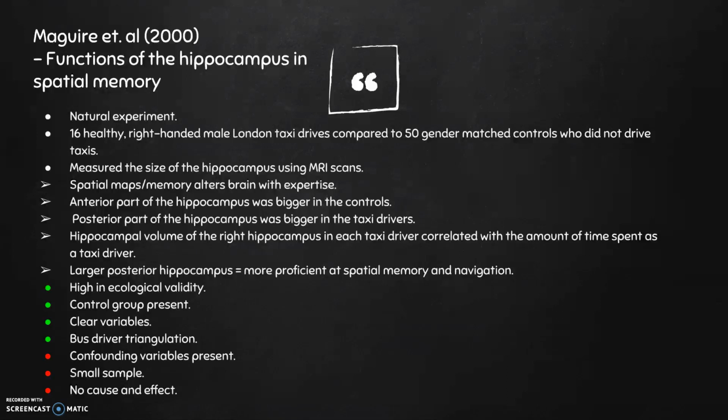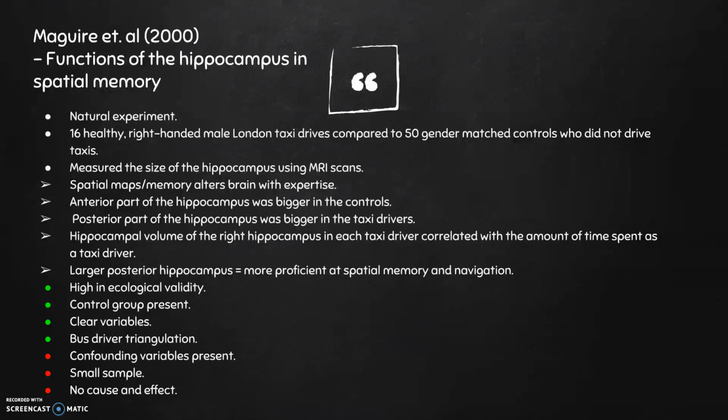So the anterior part of the hippocampus was bigger in the controls, and that's the front, and the posterior part, the back of the hippocampus, was bigger in the taxi drivers. So hippocampal volume of the right hippocampus in each taxi driver correlated with the amount of time spent as a taxi driver, positively in the right posterior and negatively in the right anterior hippocampus. So a larger posterior hippocampus meant more proficiency at spatial memory and navigation. This then connects to neuroplasticity, which we'll talk about later on.